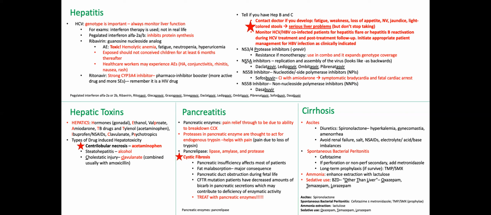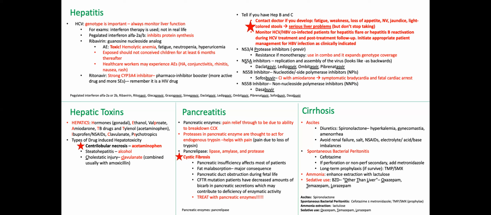Okay. Hepatic toxins, central lobular necrosis is common with acetaminophen. I would make sure I know that. Pancreatitis goes along with cystic fibrosis, and make sure that you treat chronic pancreatitis with pancreatic enzymes. Cirrhosis, some of the things that go along with that are ascites, spontaneous bacterial peritonitis, and ammonia and sedative use. Treat cirrhosis, spontaneous bacterial peritonitis.